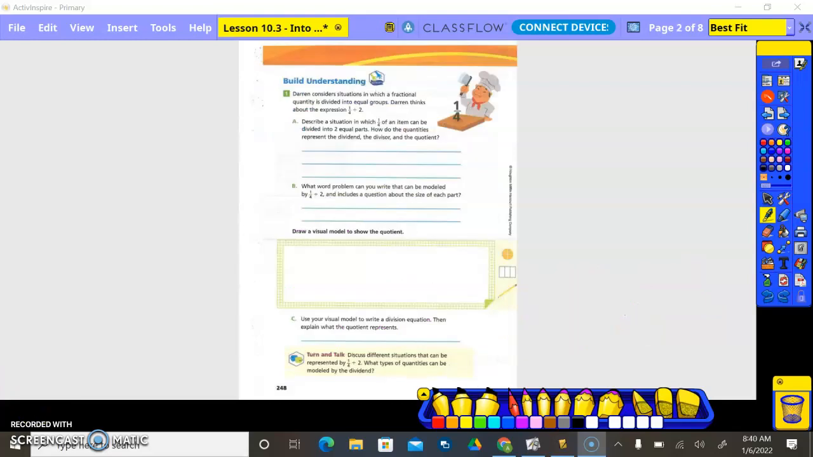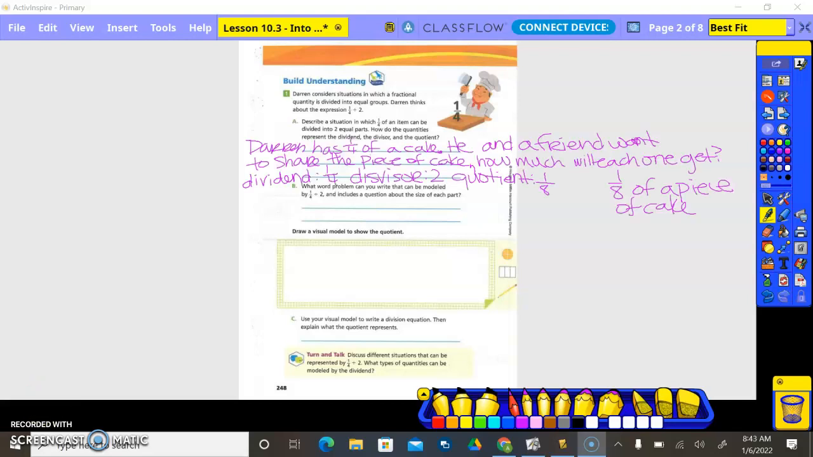Build understanding. Darren considers situations in which a fractional quantity is divided into equal groups. Darren thinks about the expression 1/4 divided by 2. Describe a situation in which 1/4 of an item can be divided into 2 equal parts. How do the quantities represent the dividend, the divisor, and the quotient? So we said Darren has 1/4 of a cake. He and a friend want to share the piece of cake. How much will each one get?